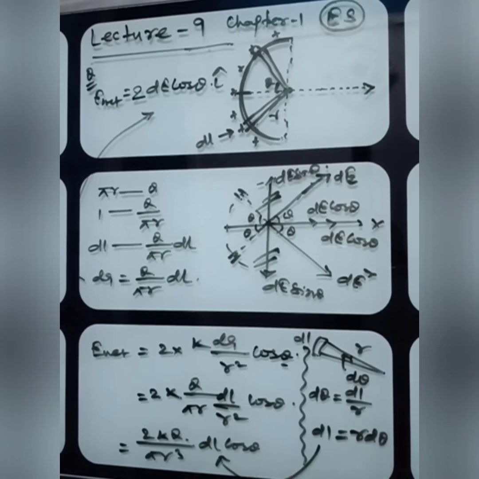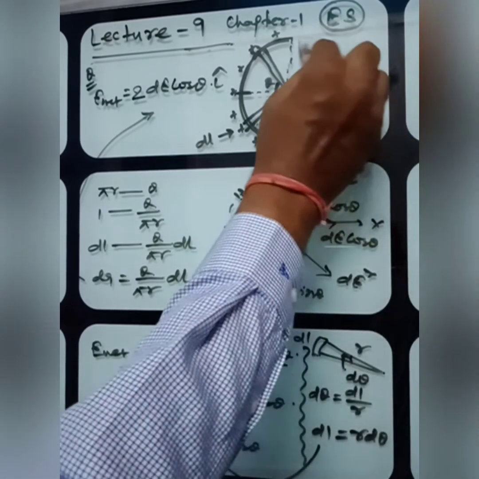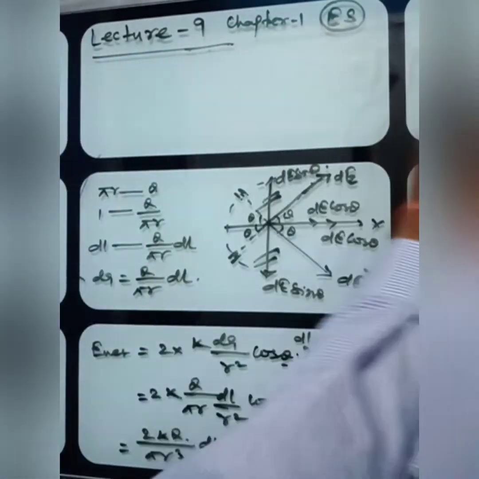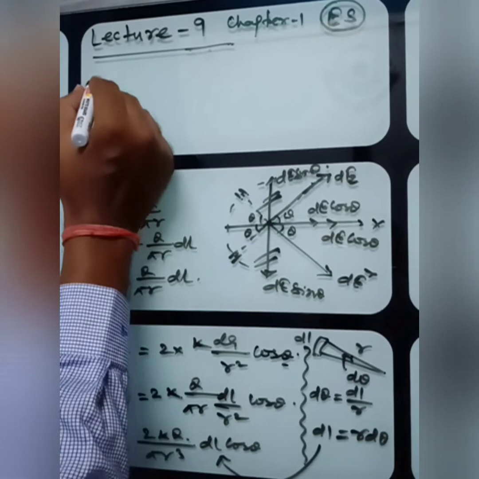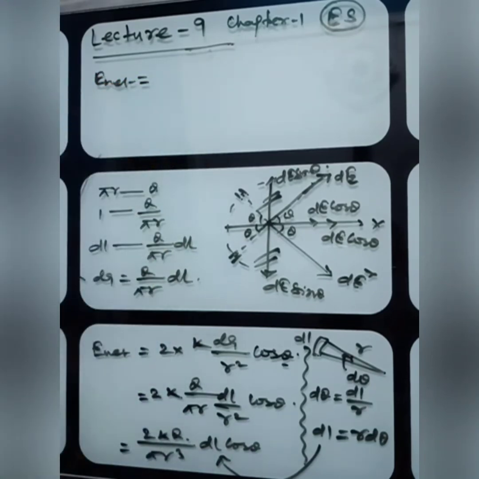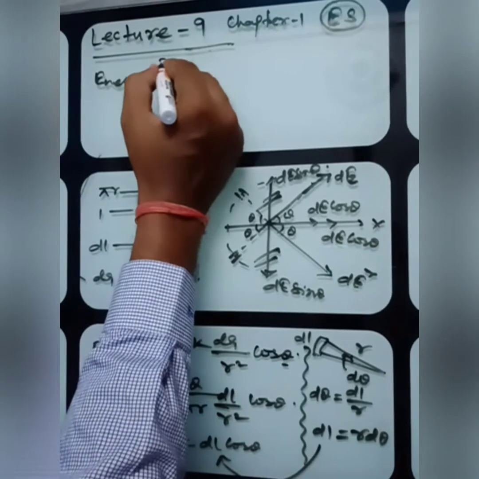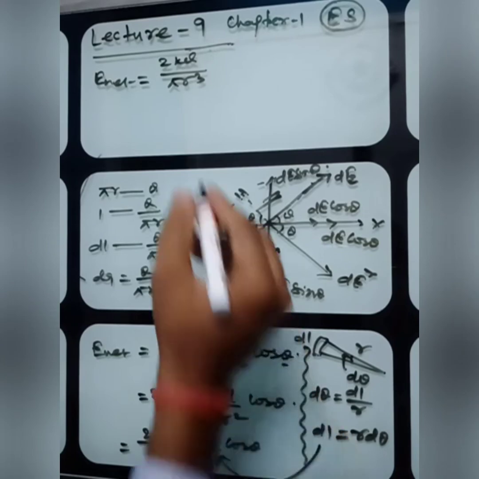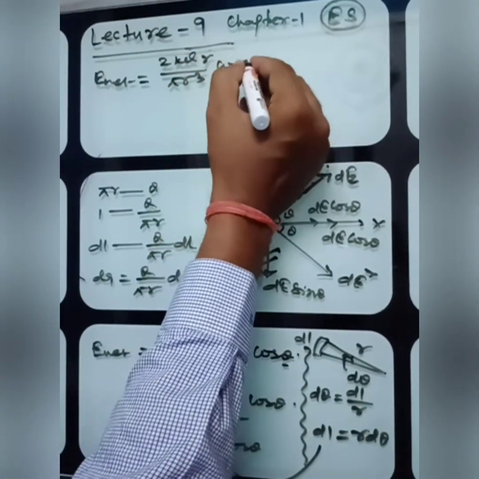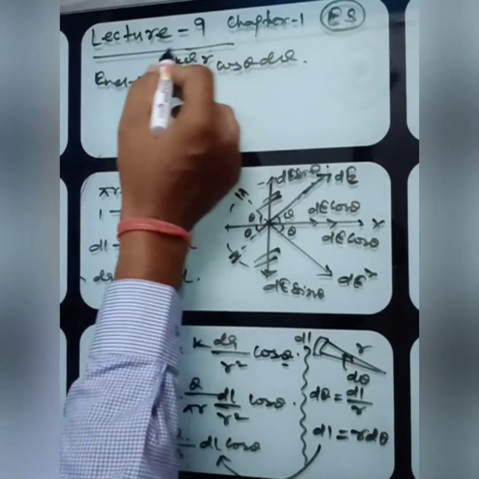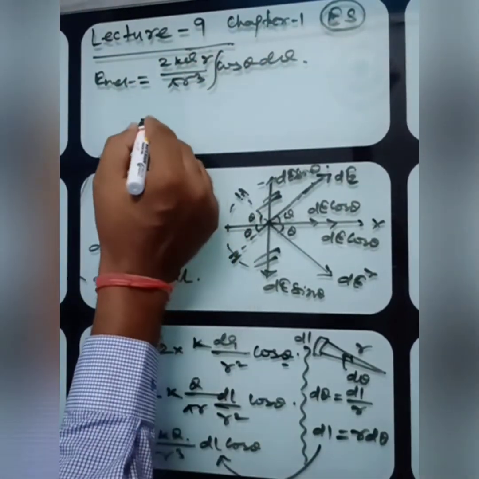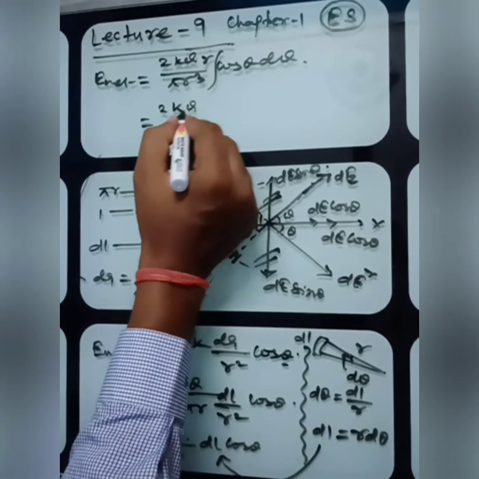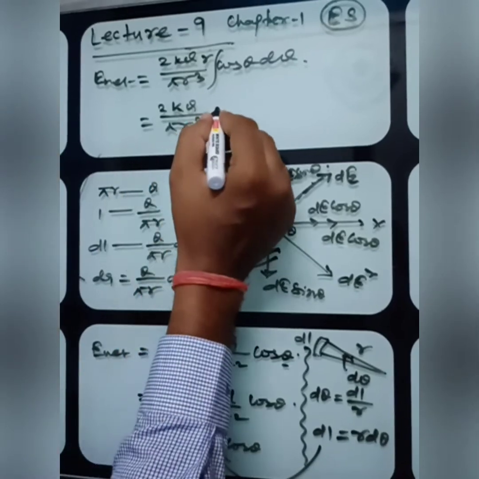So now our work will be easier if we have integration in one variable. So the E net we can write 2kq by pi r cube, and dl is r d theta, that is r cos theta d theta. All are constant. You have to integrate only this one. So the 2kq by pi r square, I hope you understand.